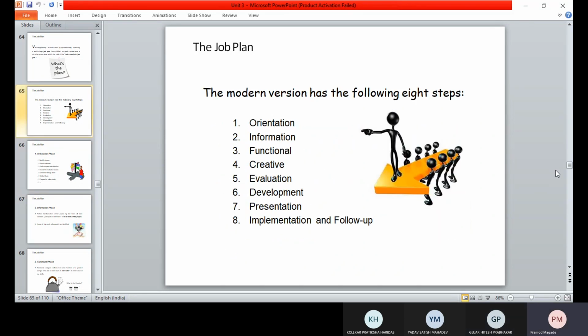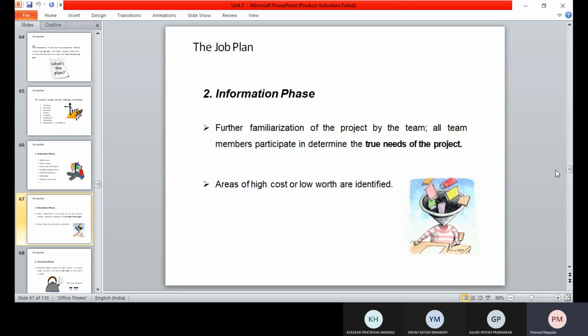See, these are the steps we are going to learn. Orientation, information, and all that. Now in case of the information, we have seen many times how to gather the information through Twitter, through Google. Many more searches are available free of cost. So that can be referred.